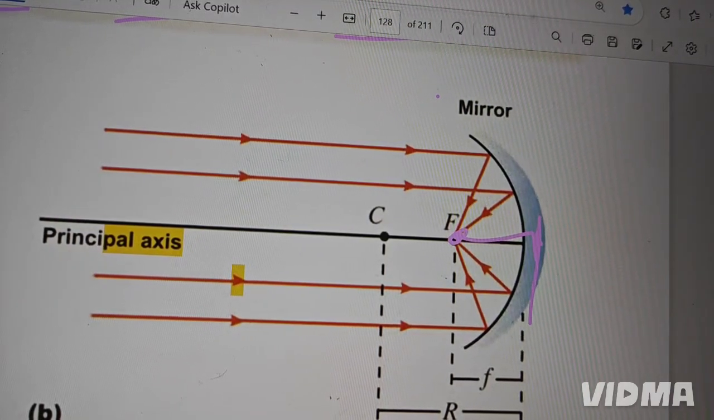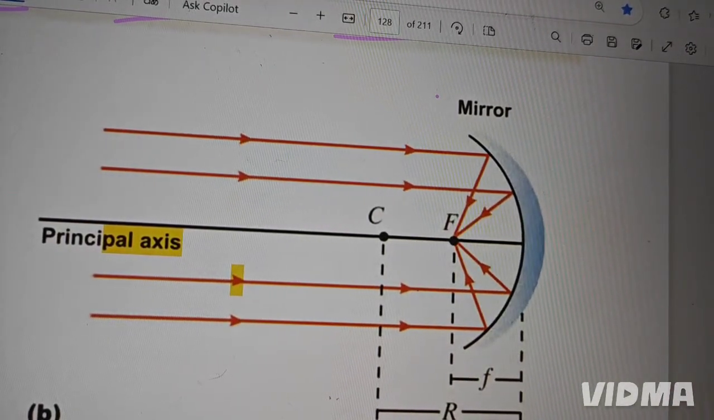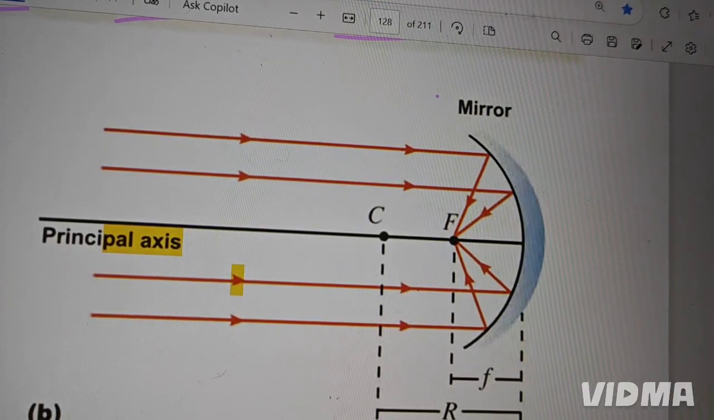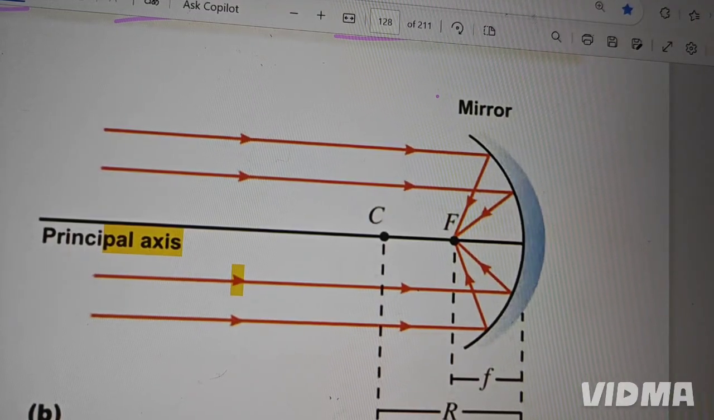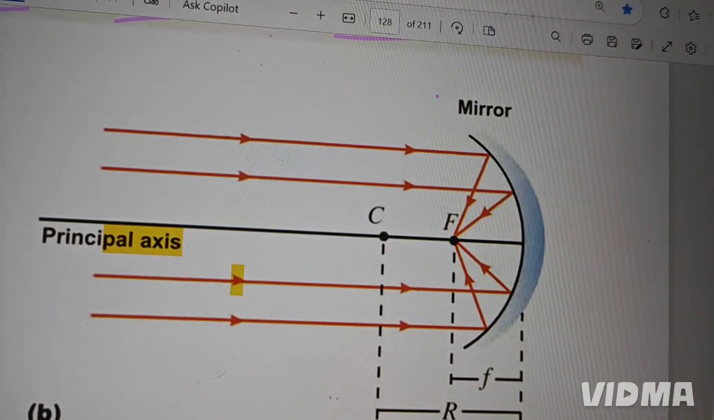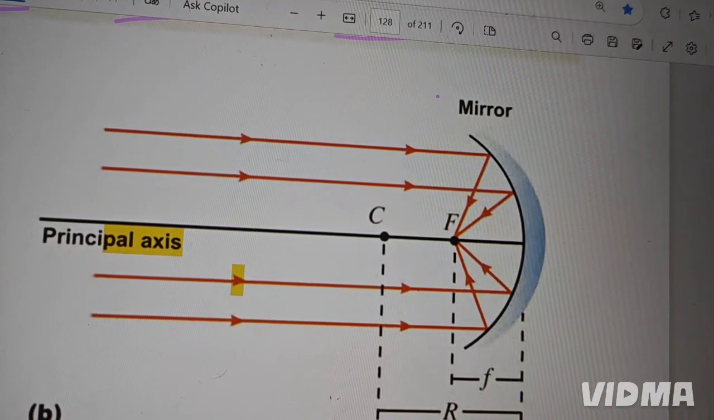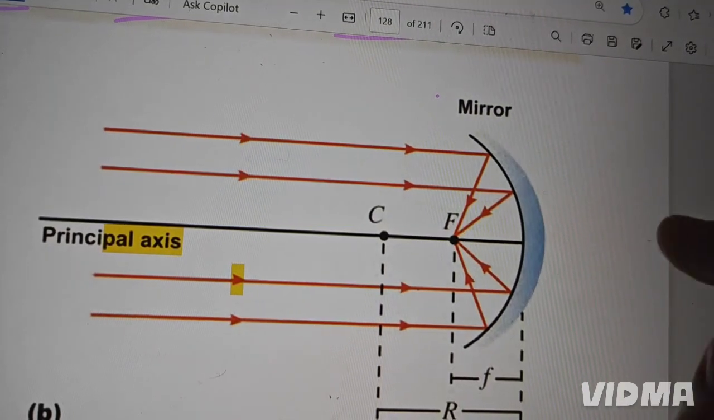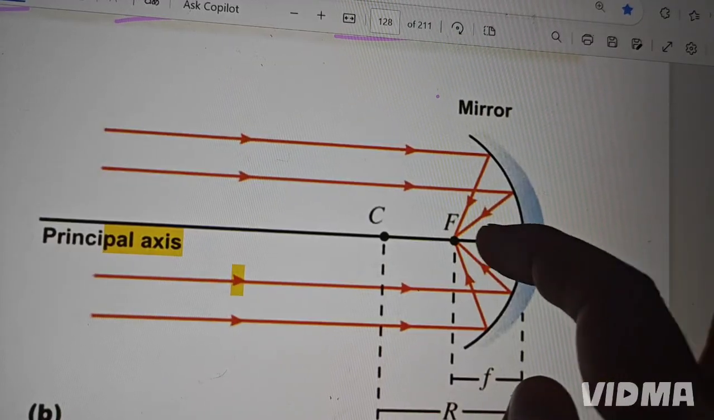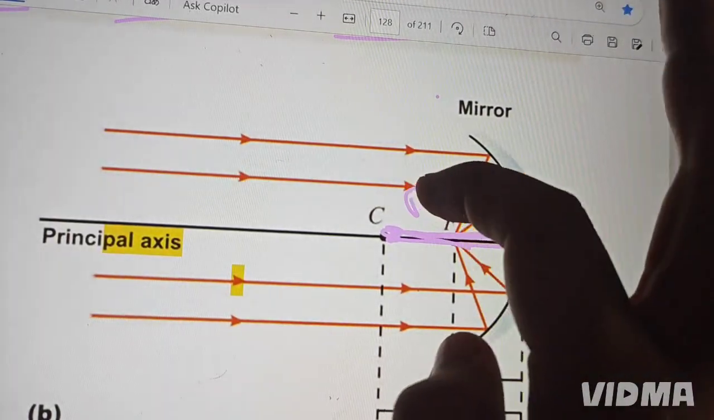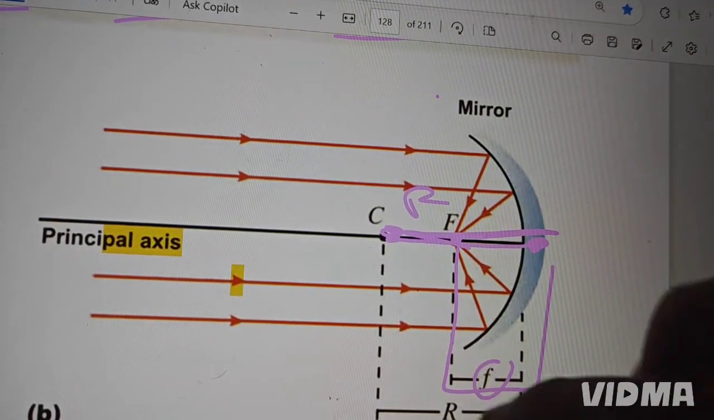We have another parameter which is called R, radius of the curvature. R is the distance from the mirror surface to the center of the curvature. The distance from this mirror surface to the center of the curvature is called R, and this is the focal point, and the distance between the focal point and this surface is the focal length.